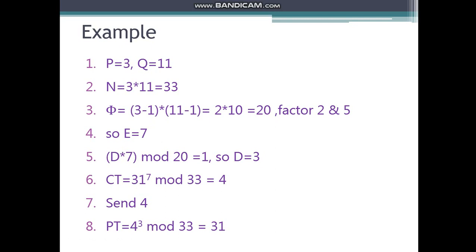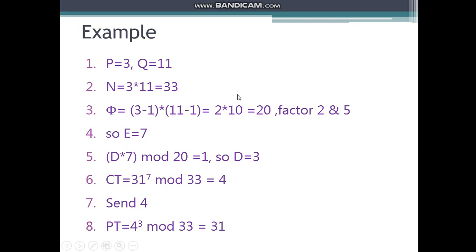We can also select 11, 13, likewise. Now we have the value of e, so put this value into this equation: d into 7, where 7 is the encryption key or value of e. d into e mod 20 equal to 1. Then we select the value of d such that LHS equals RHS, where RHS equals 1. If we put the value 3 in this equation, then the LHS becomes 1, meaning it satisfies the condition.